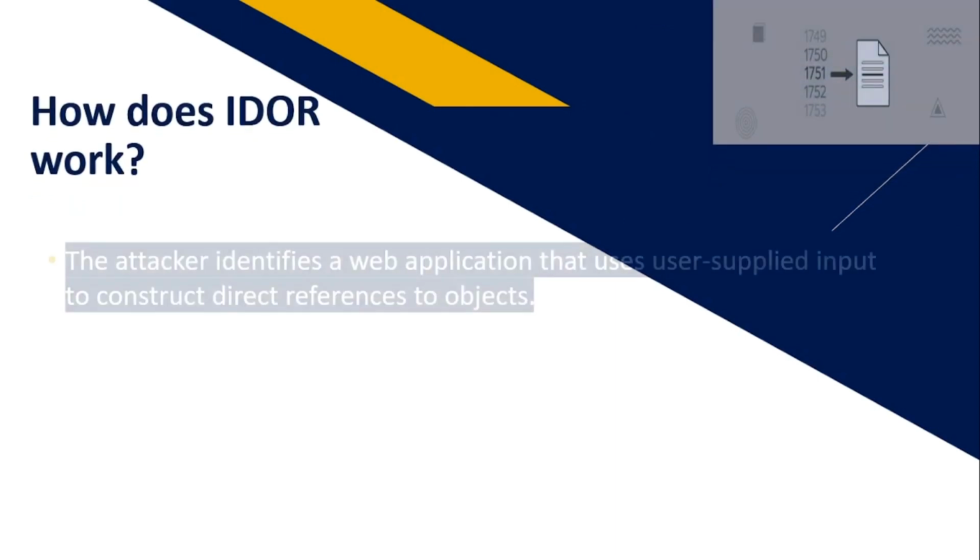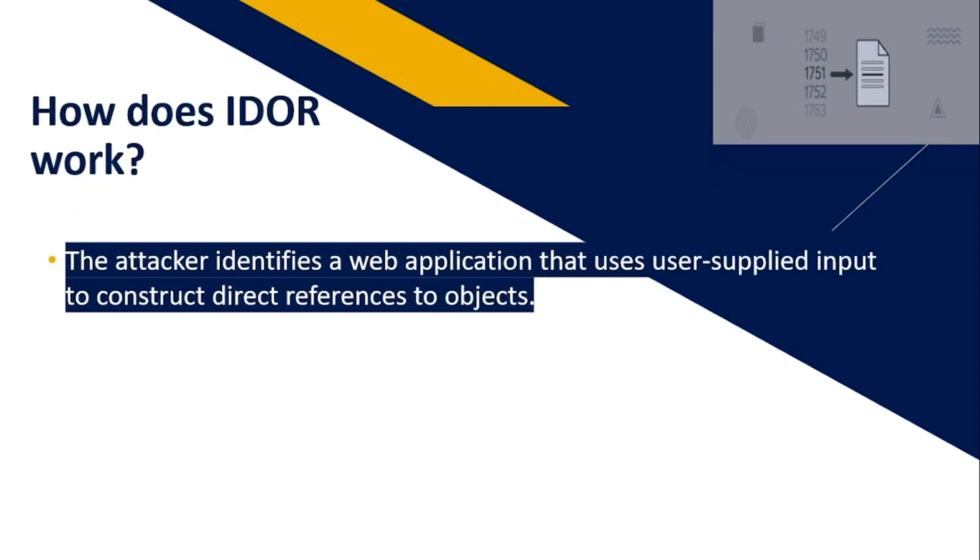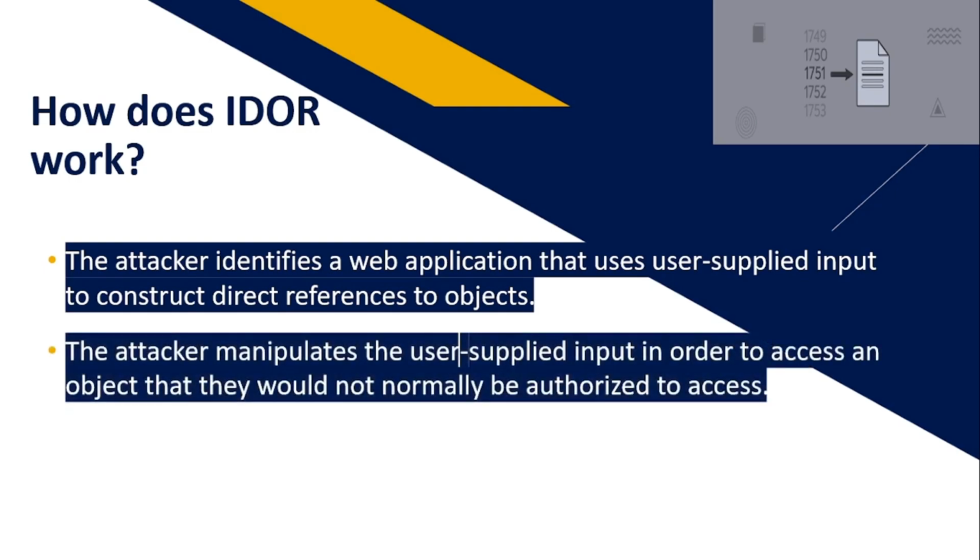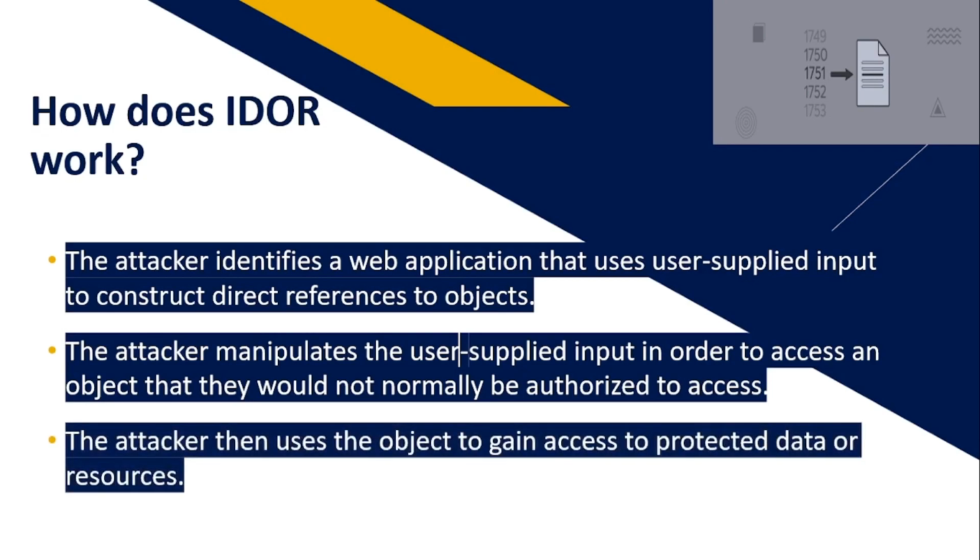So, how does IDOR work? First, the attacker identifies a web application that uses user supplied input to construct direct references to objects. The attacker manipulates the user supplied input in order to access an object that they would not normally be authorized to access. The attacker then uses the object to gain access to protected data or resources.